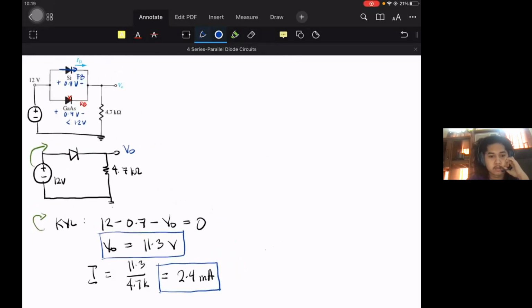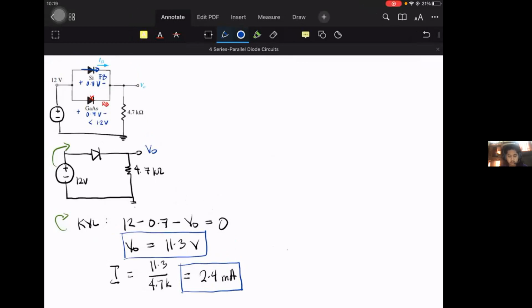Sir, current will not flow through the gallium arsenide, right? Because the one that turns on first is silicon. Once silicon turns on, gallium arsenide has not yet turned on, so silicon drops 0.7 first. And because silicon and gallium arsenide are purely in parallel, the voltage drop across gallium arsenide is only 0.7, which is not enough for it to turn on since it requires 1.2. So it is off. Okay, thank you, sir.